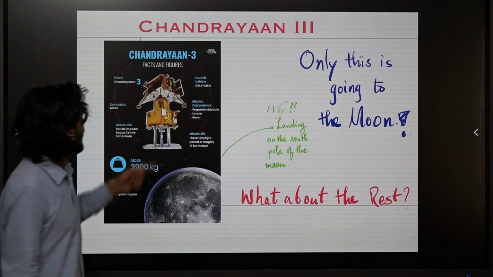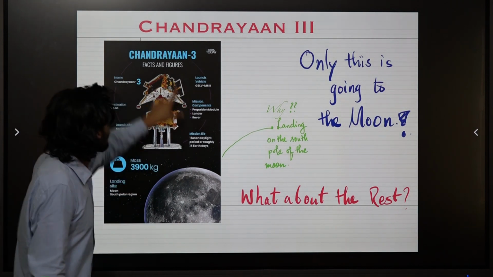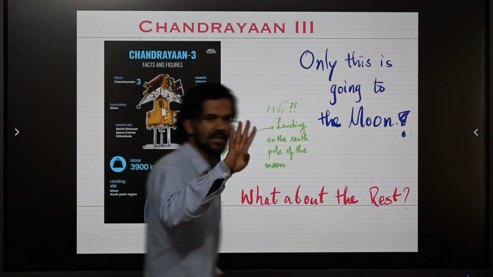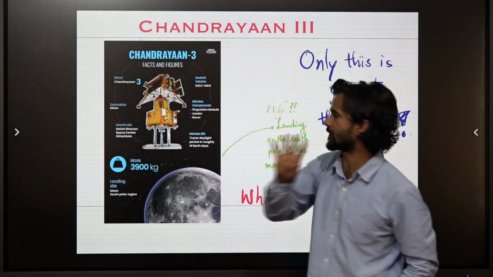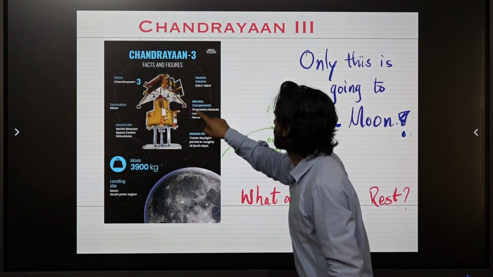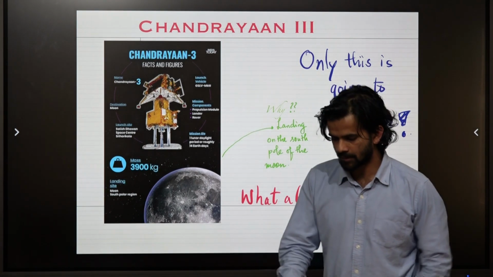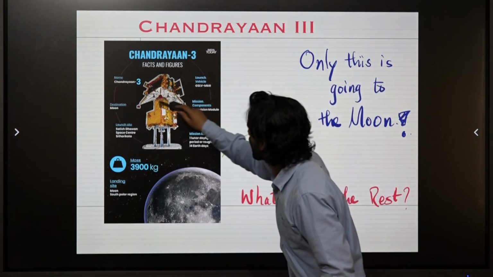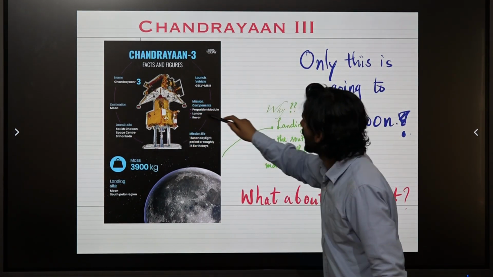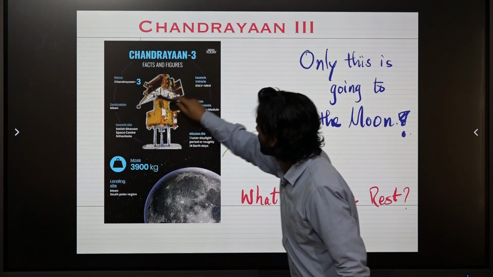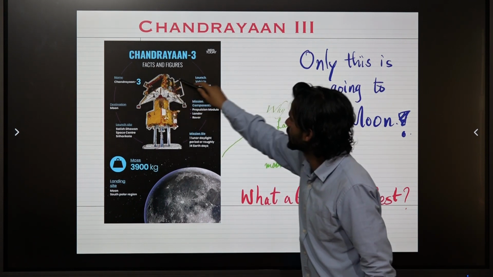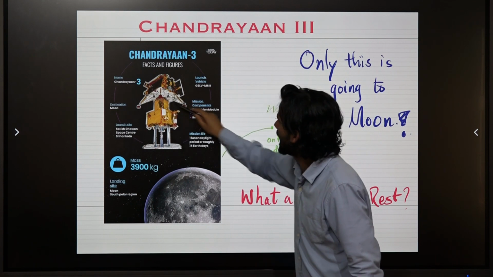Okay? And what is present here in this Chandrayaan? It has 3 major parts. It is taking a propulsion module. This is the propulsion module, this part. A lander, this upper part is the lander, which is going to land. You can see the legs, right?